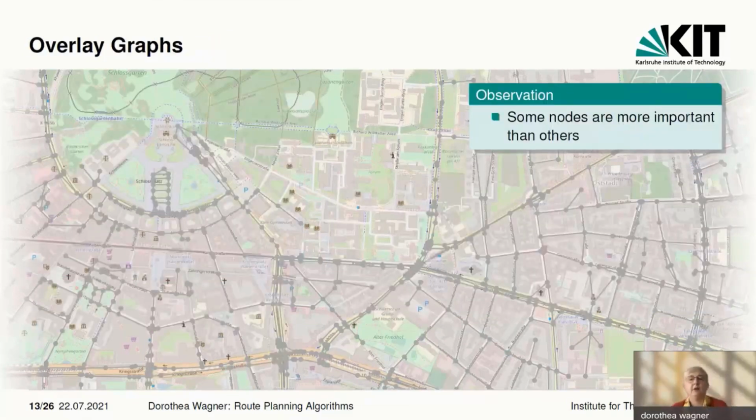Okay, now, as I told you before, we will go into two methods or techniques. One is multi-level Dijkstra, the other is contraction hierarchies. Let's start with multi-level Dijkstra, or in other words, using so-called overlay graphs. Well, for finding shortest paths, it seems that some nodes are more important than others.